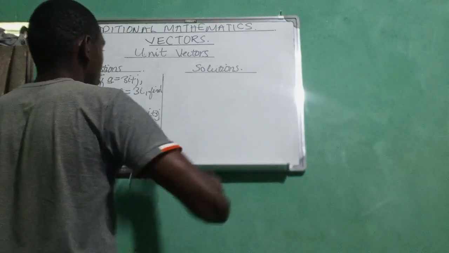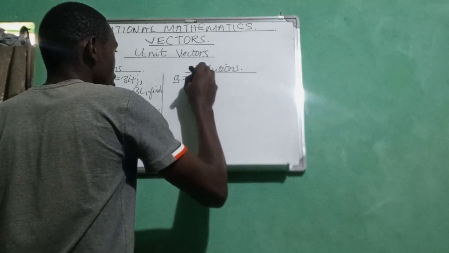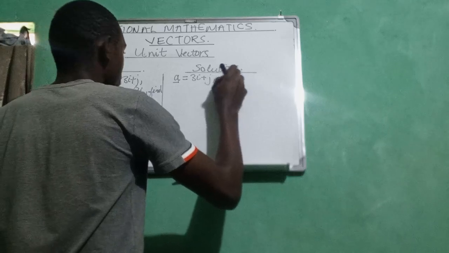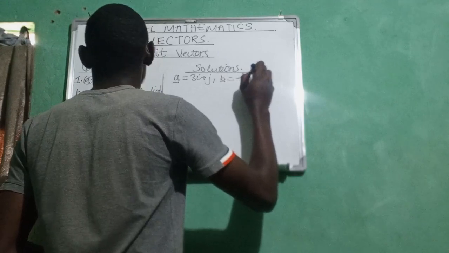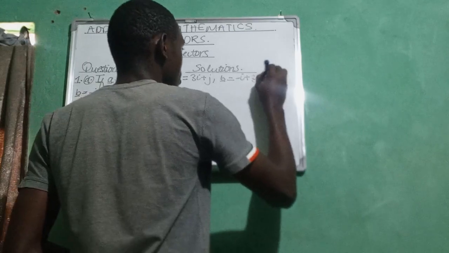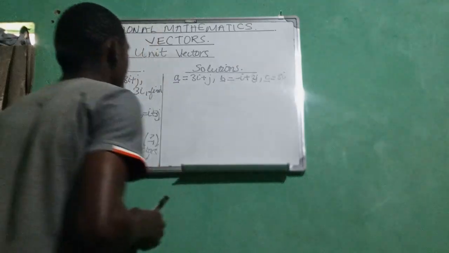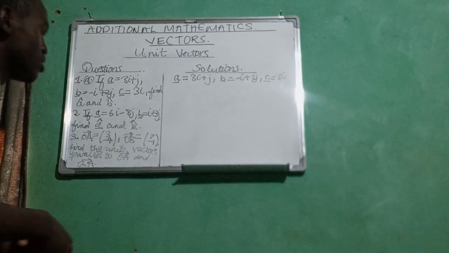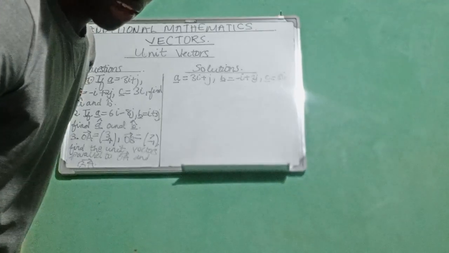Okay, so we have vector A is equal to 3i plus j. Vector B is equal to negative i plus 2j. And then vector C is equal to 3i. Then they want us to find A hat and B hat. So let us start with A hat.